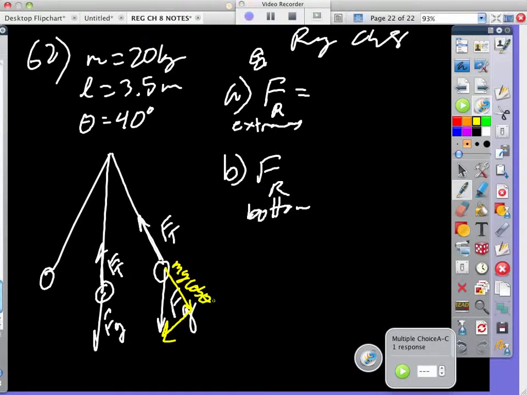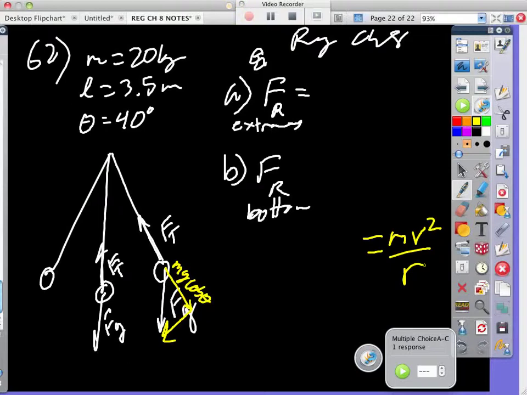Now, what is the velocity of that kid at the extreme? 0, right? And this kid's kind of moving in a circle, isn't he? So what is the sum of the forces on this kid? Yeah, mv squared over r. So we're going to get mv squared over r. But we just said the kid was moving how fast? 0. So at the extremes, the tension is just mg cos theta.